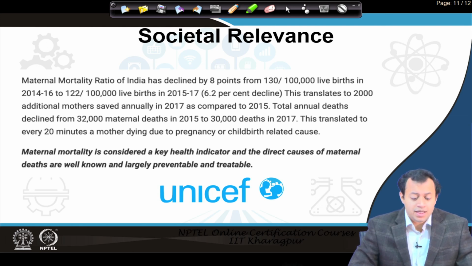And most of the time, if you look at the bold line, the causes of deaths are both well known and they are largely preventable and treatable. It's not that it's coronavirus, where no one knows how to treat it or it's a new thing. The maternal mortality could be prevented.